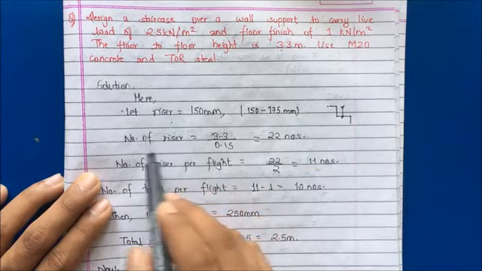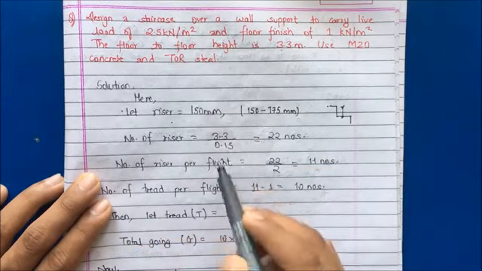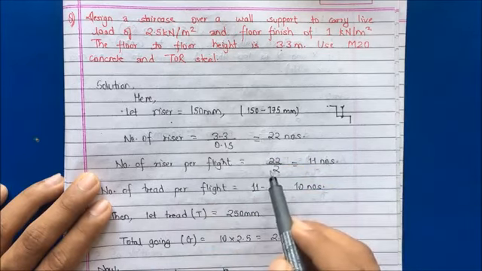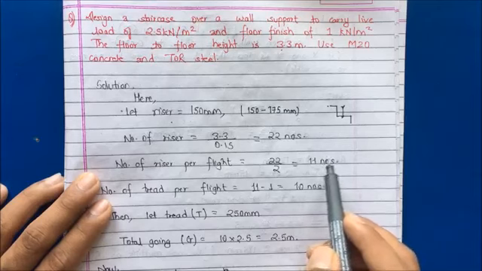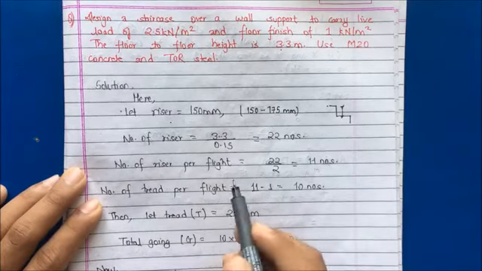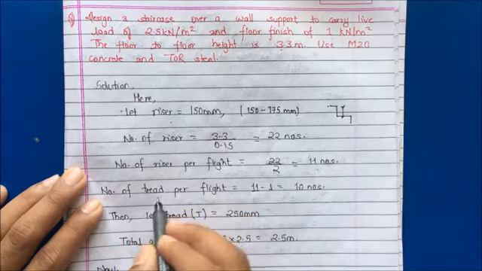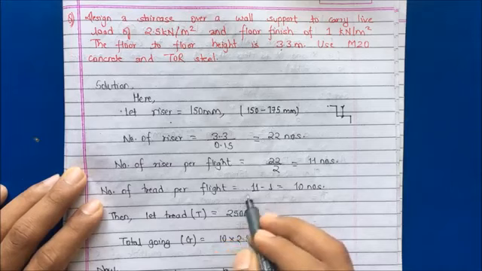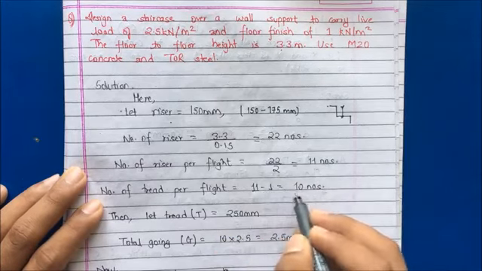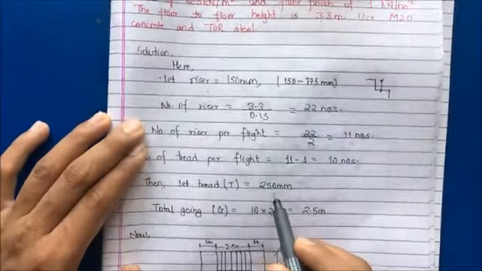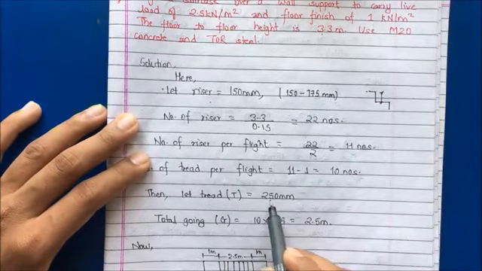This number of risers is throughout the story height. So number of risers per flight will be 22 divided by 2, so it comes as 11 numbers. Similarly, number of treads per flight: the number of treads is less by 1 than the number of risers, so 11 minus 1, this comes as 10. And let the tread, this is generally taken between 250 to 300 mm.